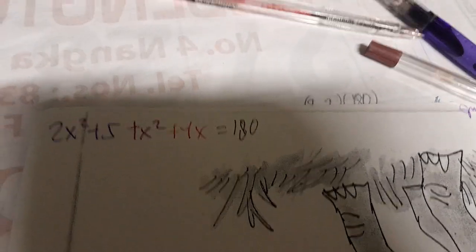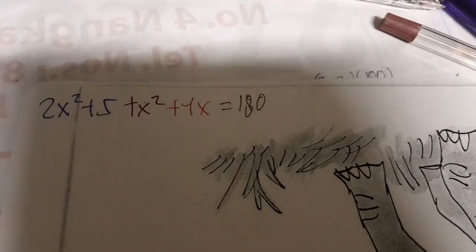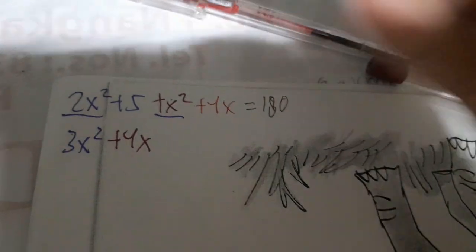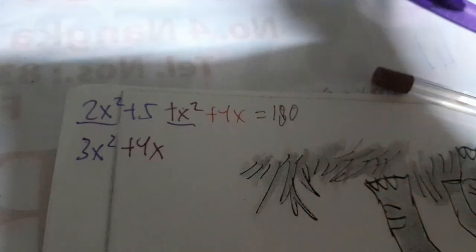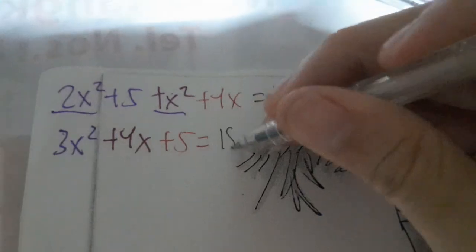Now what we're going to do is this. First, we are going to combine like terms. Do you remember when I told you to combine like terms? So what can we combine as like terms? 2x squared and x squared, so that becomes 3x squared. Copy 4x, copy 5, and that is equivalent to 180.